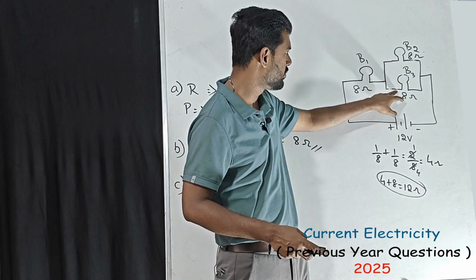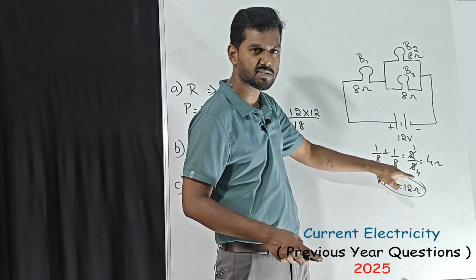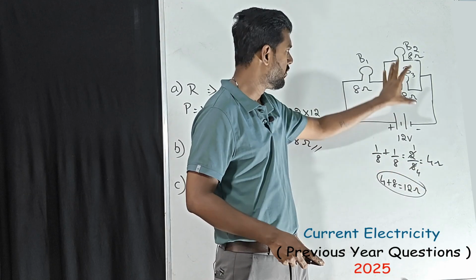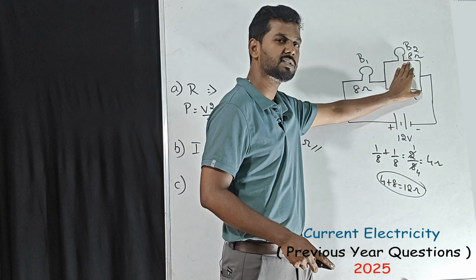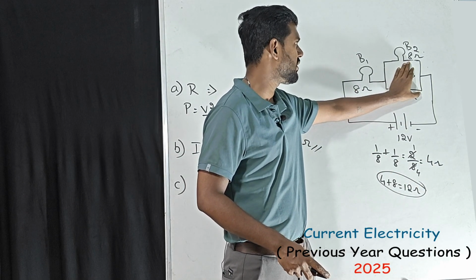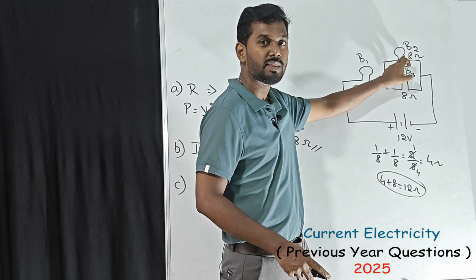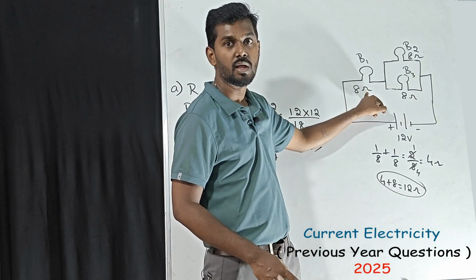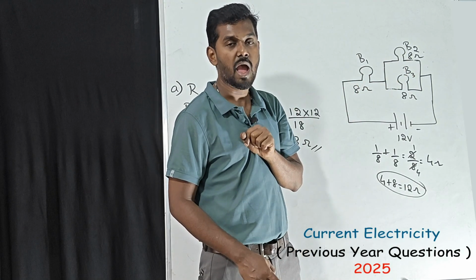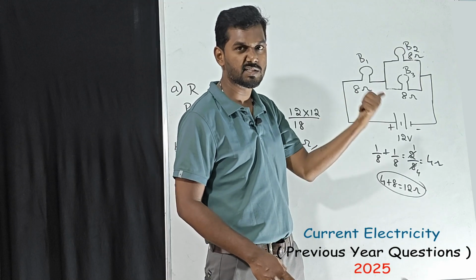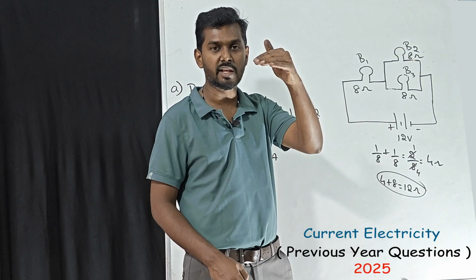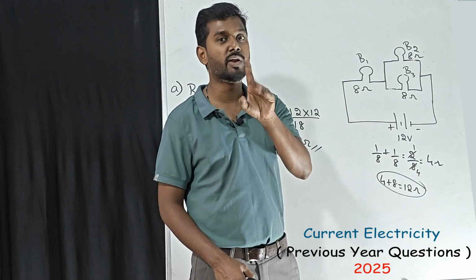Now because of these two bulbs, B2 and B3, what is the resistance? 4 ohm, correct? Now if I remove this bulb, then the resistance of the remaining bulb is 8 ohm, and that will be in series with this one. Then the resistance increases. This is one way to understand.